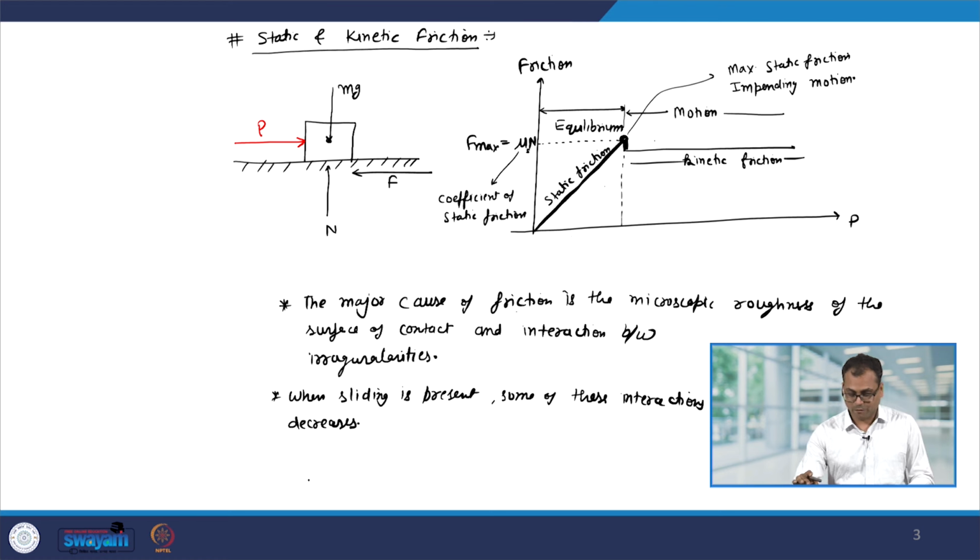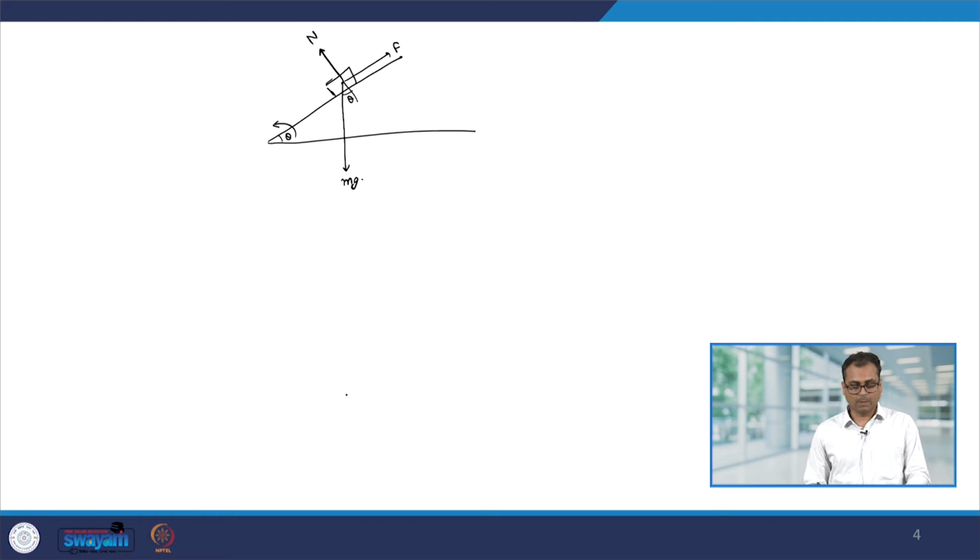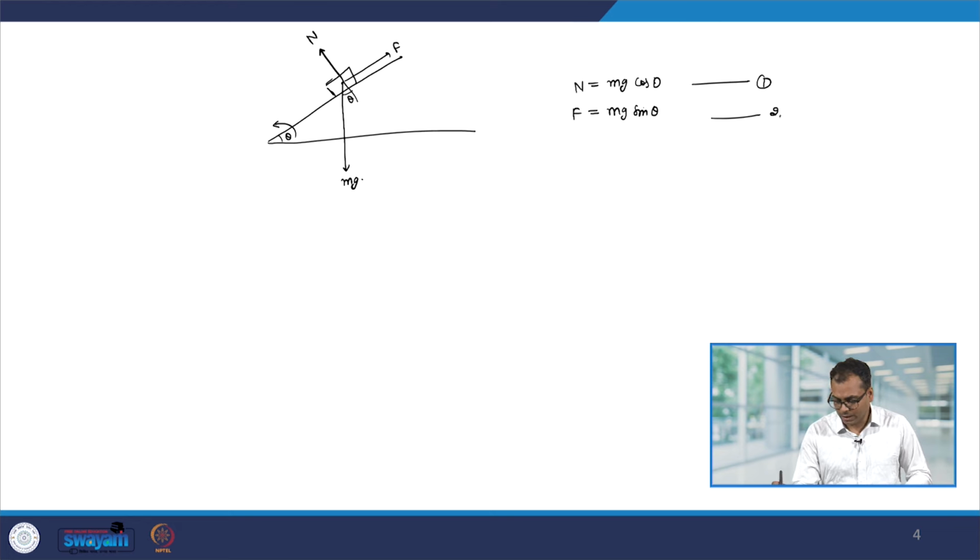Now let us analyze the coefficient of friction. For that, let's say we have an inclined plane and it is such that its inclination angle we can change. Let's say on this we have a block of mass m, so therefore its weight will be mg. The normal force acts perpendicular to the inclination. So therefore, this angle will also be theta, and the frictional force F will develop to oppose the motion. So we can use the conditions for equilibrium. We have N equal to mg cos theta, and the frictional force F will be mg sin theta. Let us say that these are equation number 1 and equation number 2.